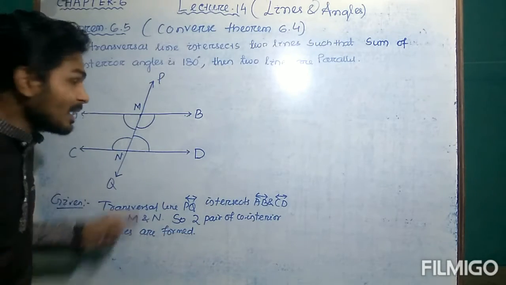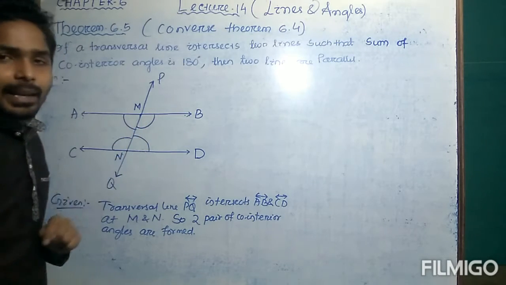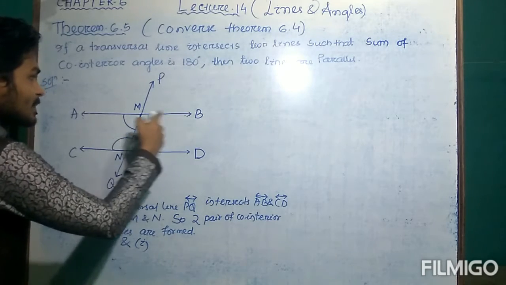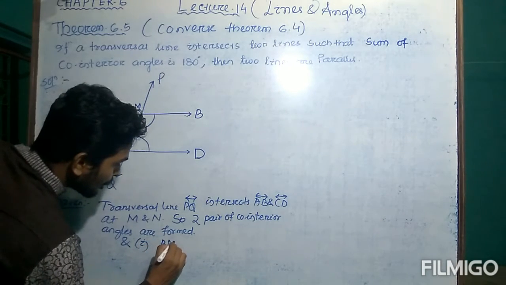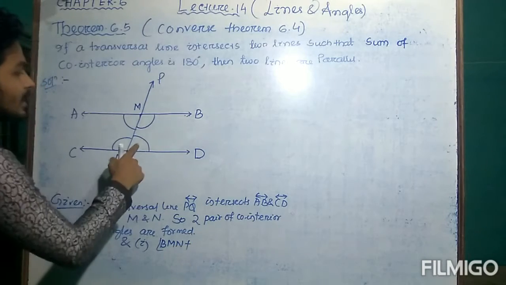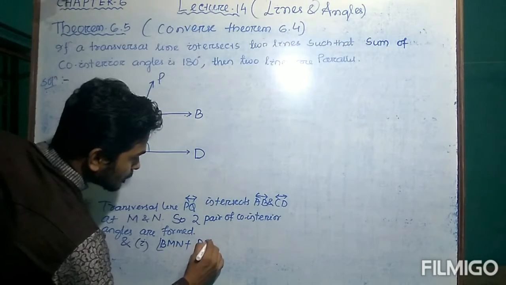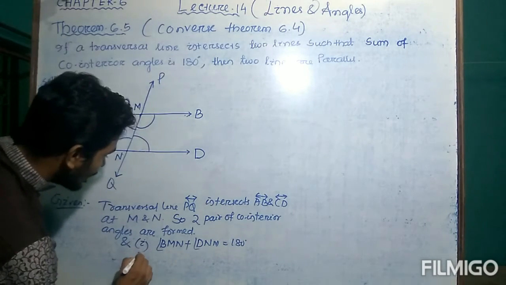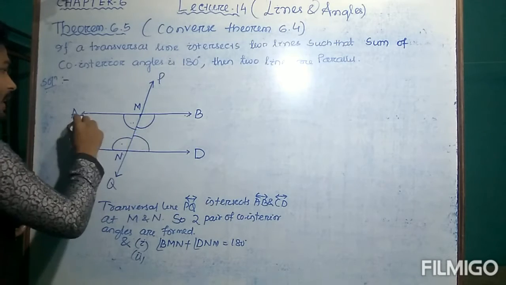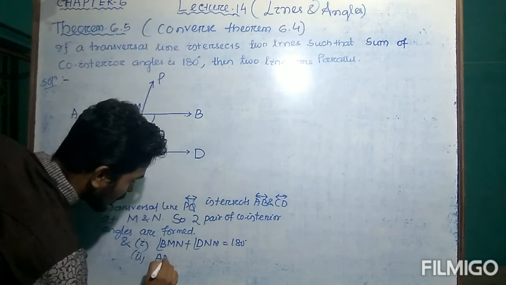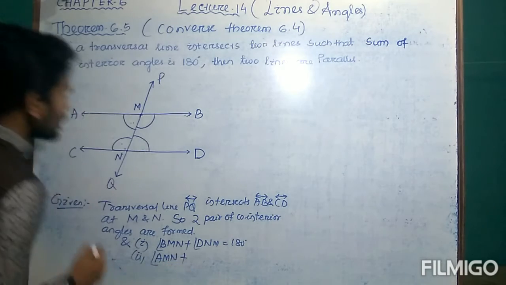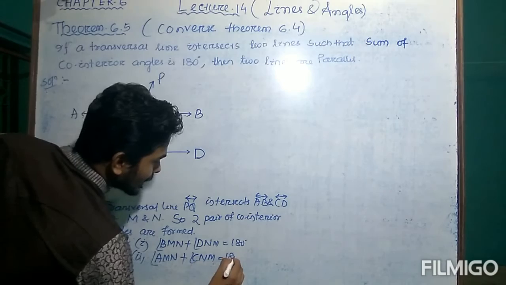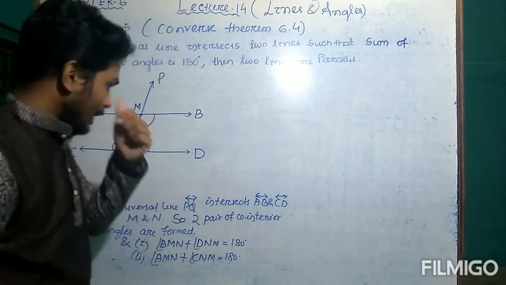And it is also given that the sum of these two pairs of co-interior angles is equal to 180 degrees. And this angle, meaning BMN, plus this angle DNM is equal to 180 degrees. Okay, and these two pairs of angles, AMN plus CNM, is equal to 180. So this has been given in the statement.